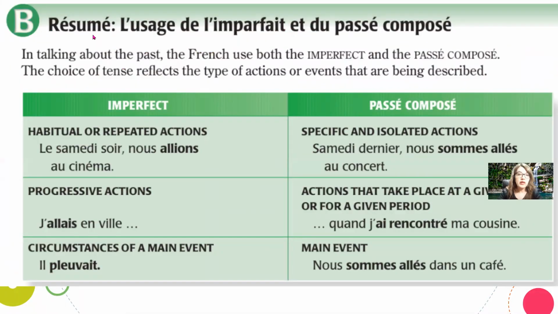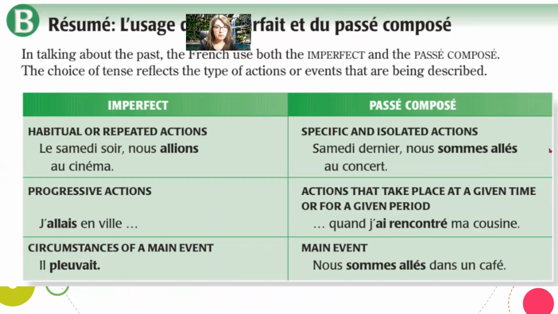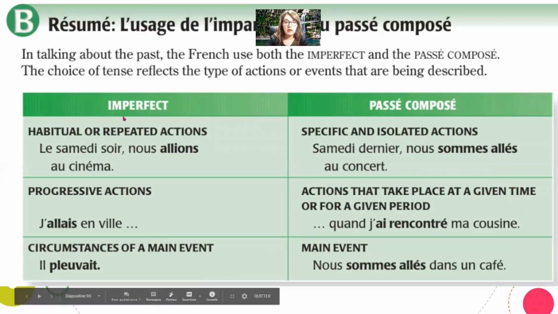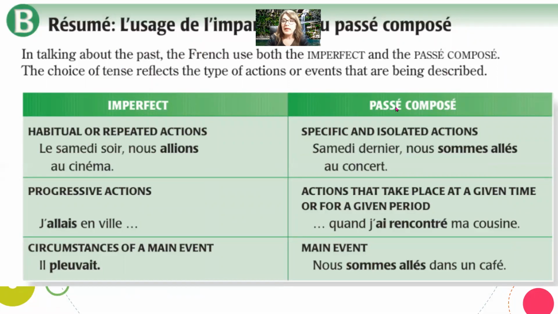So here we're gonna do a résumé of l'usage de l'imparfait et du passé composé, which we've been studying in several past lessons. Now we're gonna resume their usage and compare them, put the imparfait dans une colonne à gauche et le passé composé dans une colonne à droite. In talking about the past, the French use both the imperfect and the passé composé. The choice of tense reflects the type of actions or events that are being described.